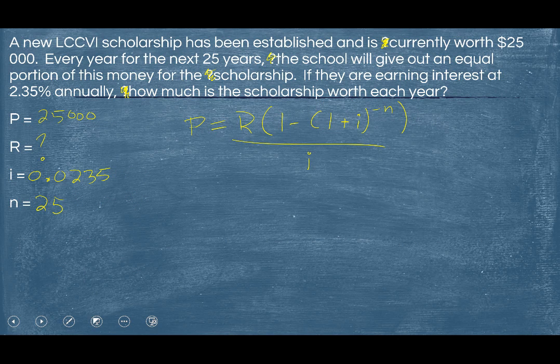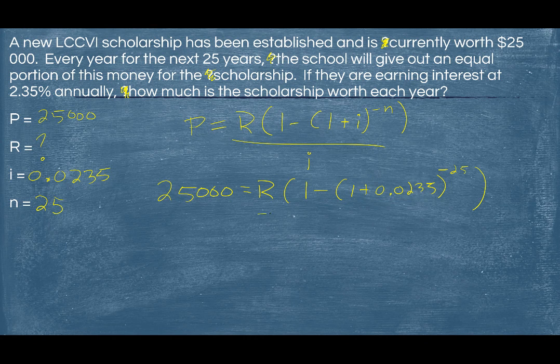And now let's substitute in there. So I got $25,000 equals R. That's what I want to solve for. 1 minus 1 plus that interest rate, 0.0235, to the power of negative 25, close up that bracket, divided by the interest rate of 0.0235. So again, I would recommend you work out that stuff on the right before you start dividing things around. So that's what I'm going to choose to do as well.